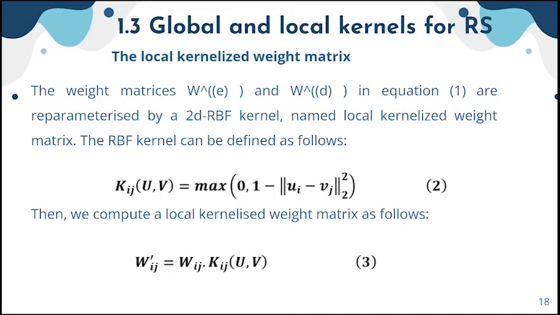Next, the weight matrices We and Wd in equation 1 are reparameterized by a 2D RBF kernel, named the local kernelized weight matrix. The RBF kernel is defined in equation 2, where K is the RBF kernel function which computes the similarity between two sets of vectors U and V. Then we can compute the local kernelized weight matrix in equation 3, where W quote is computed by the Hadamard product of the weights and the kernel matrix to get the specified weight matrix.